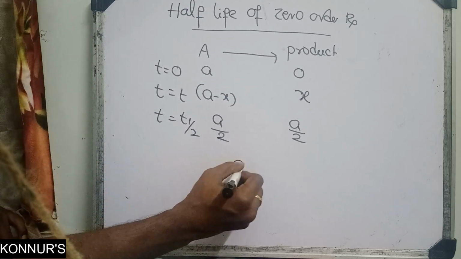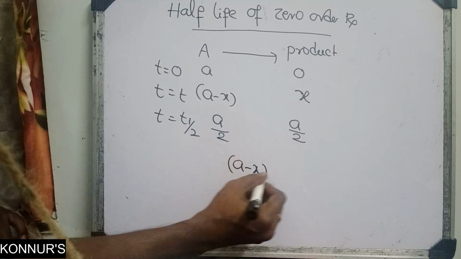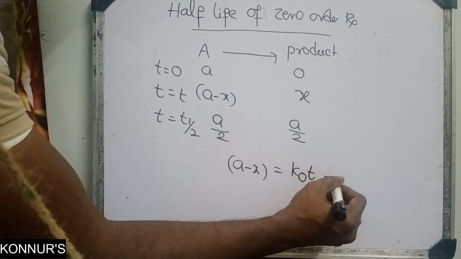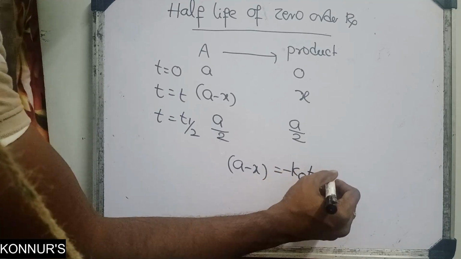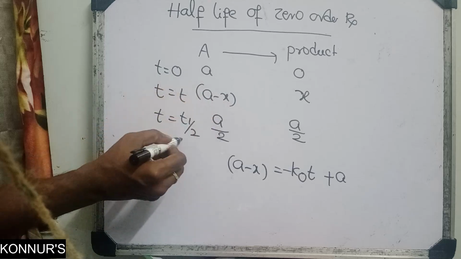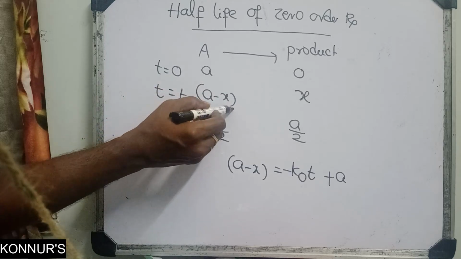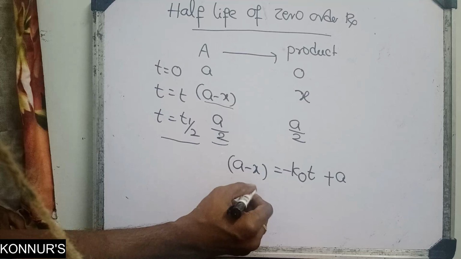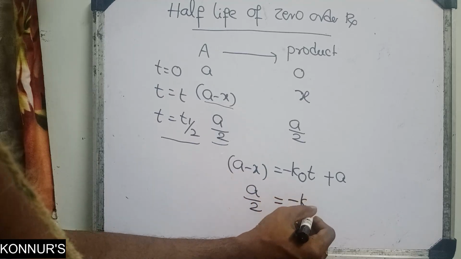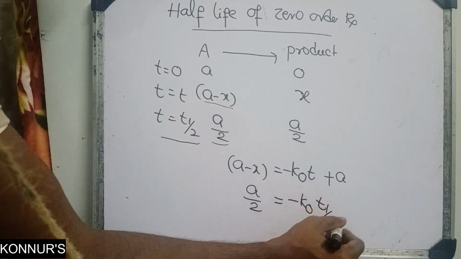That is a minus x equal to minus k0 t plus a. So t equal to t half. You put a minus x equal to a by 2. So that means here a by 2 equal to minus k0 t half plus a.